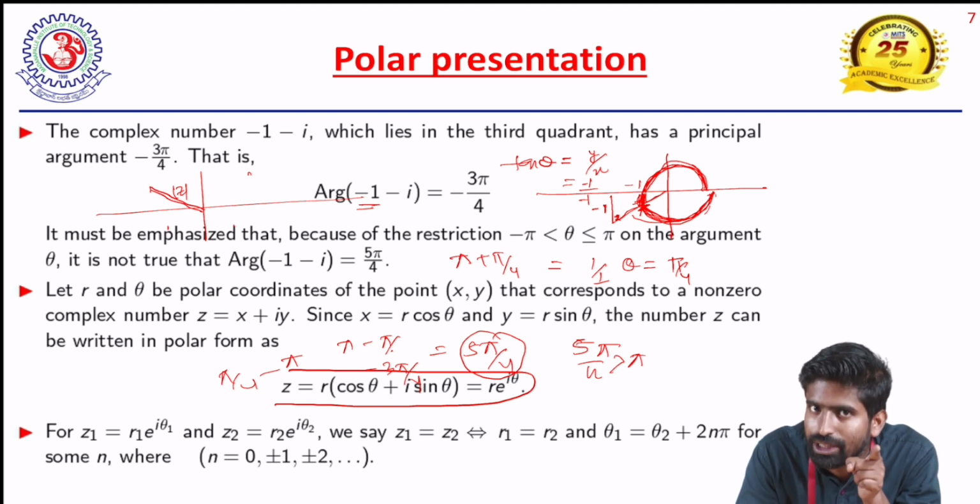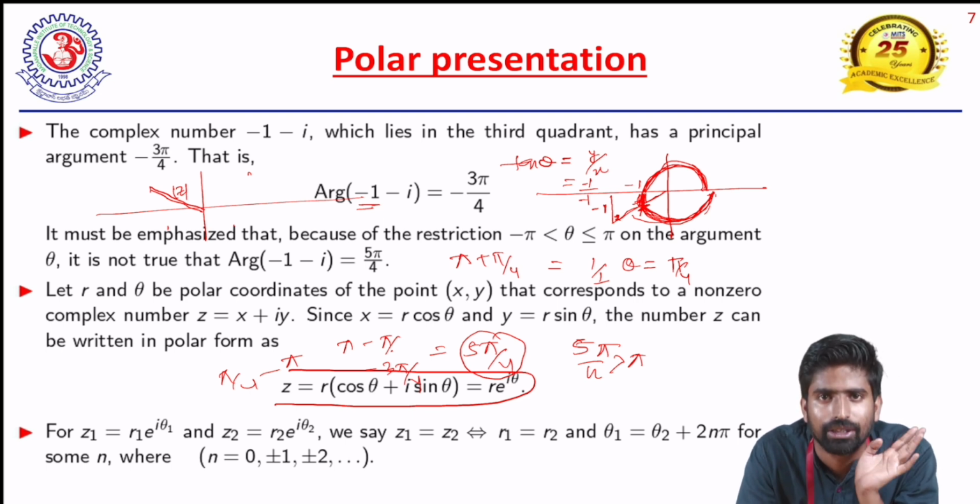The first one is any complex number z equals x plus iy, where i is the imaginary number, which is equivalent to root over -1. The only property is i square equals -1. This was the first representation.